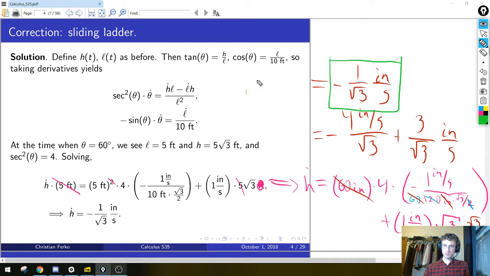Okay, so in the next slide I will compare this to the solution with Pythagoras, but before doing that, thoughts or questions on this solution?